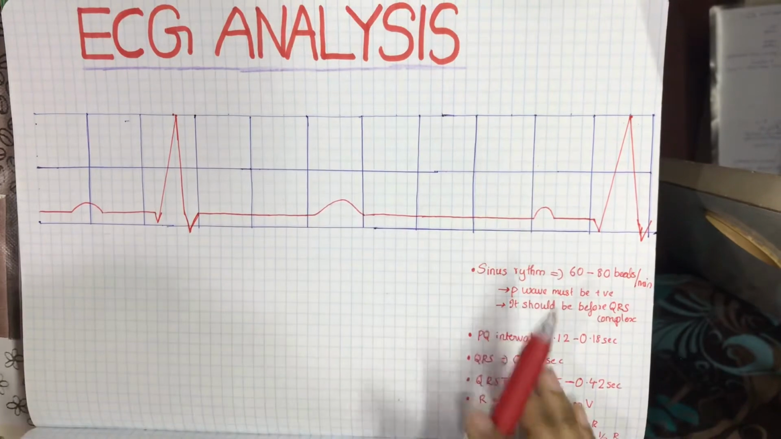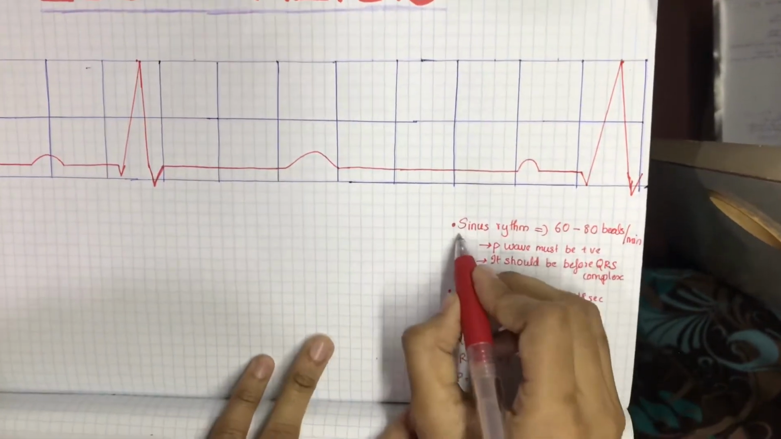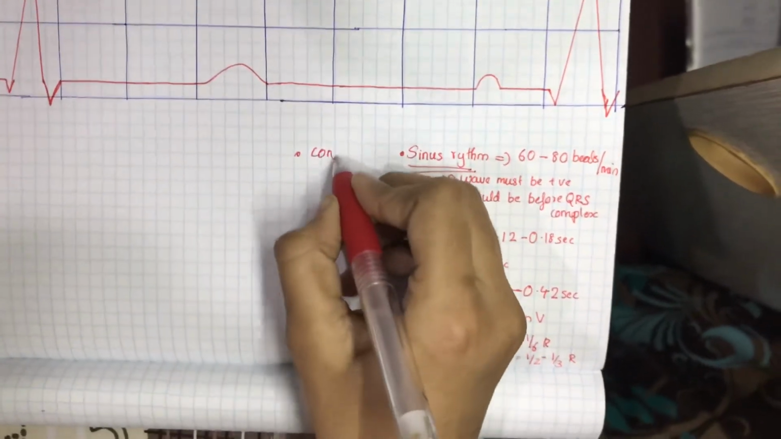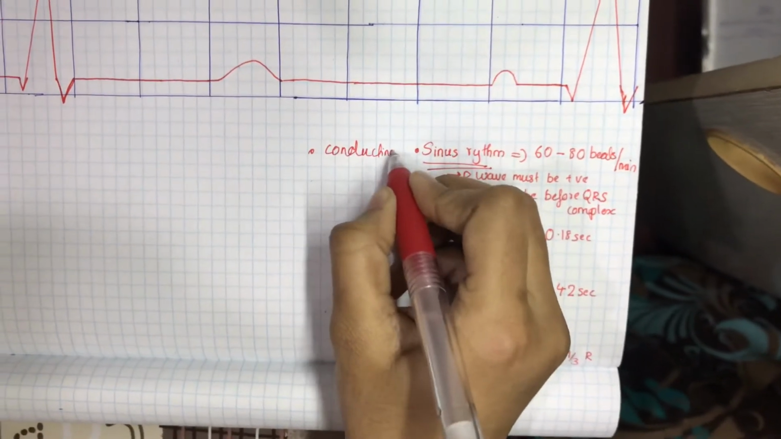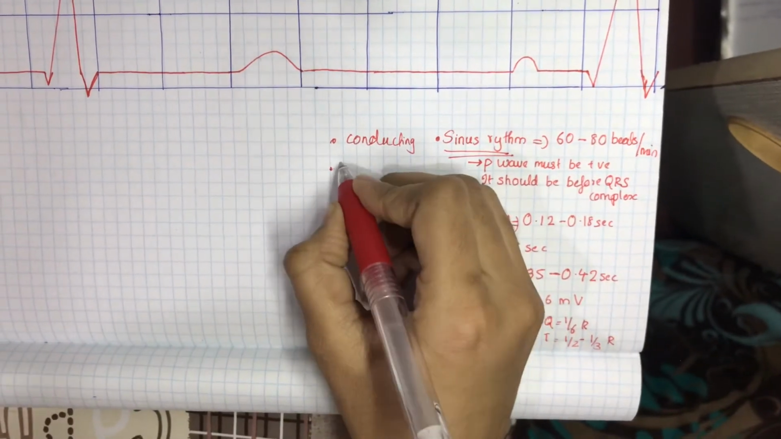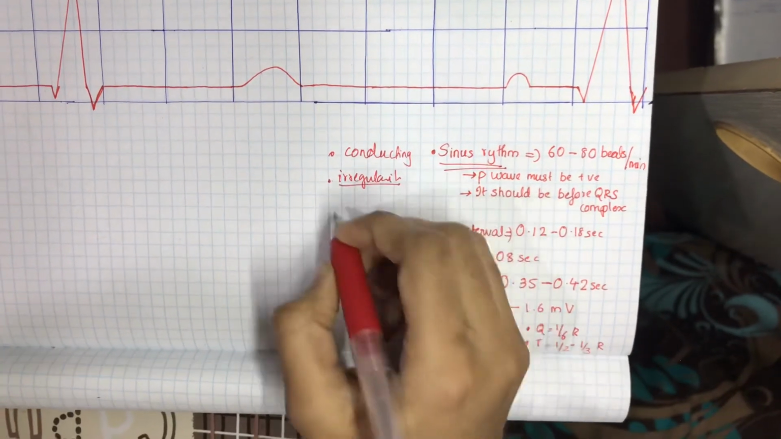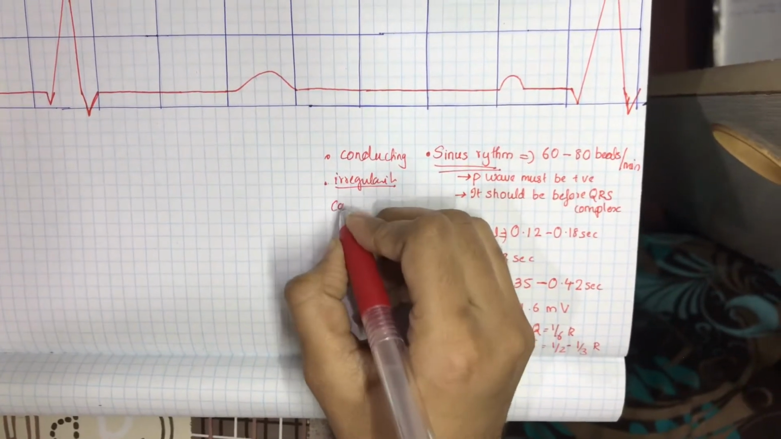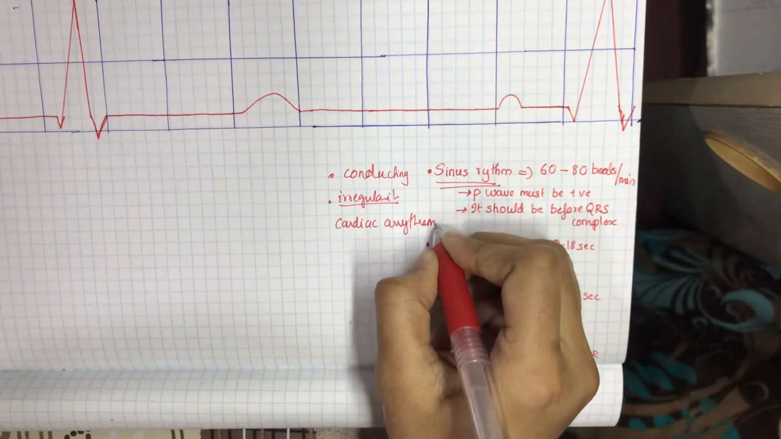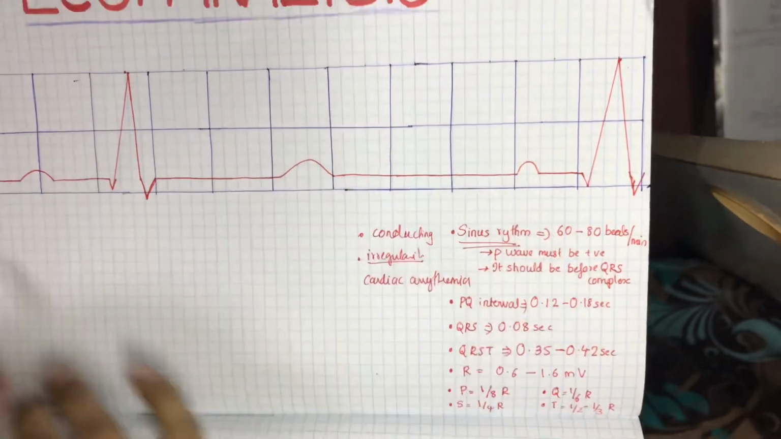How to analyze, and what are the things we have to analyze? We have to analyze whether our heart is in sinus rhythm, whether our heart is conducting well, and whether there is any problem in regularity, any irregularity. Irregularity is called arrhythmia, like cardiac arrhythmia. Okay, so let's first check whether this is in sinus rhythm.